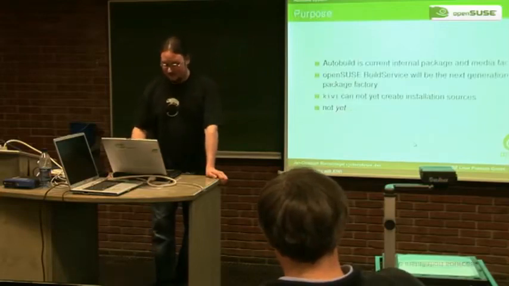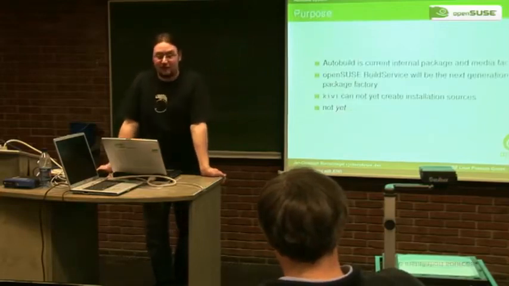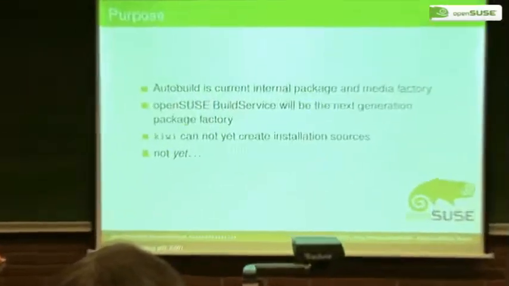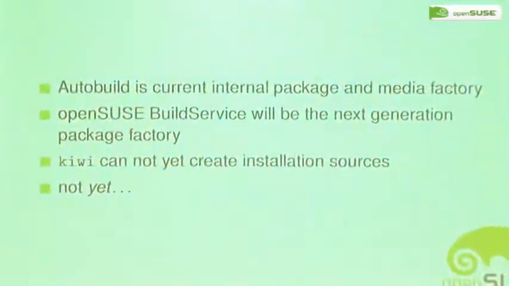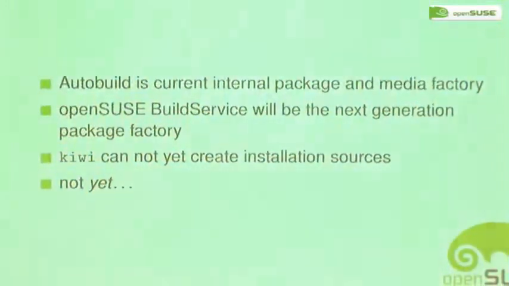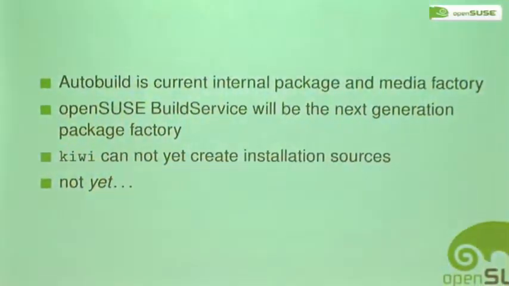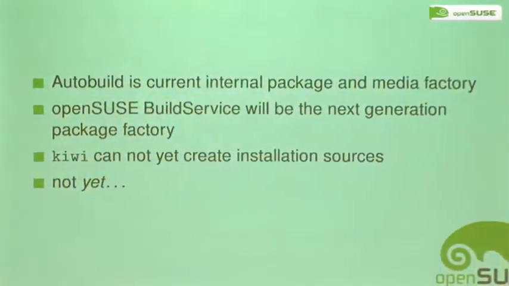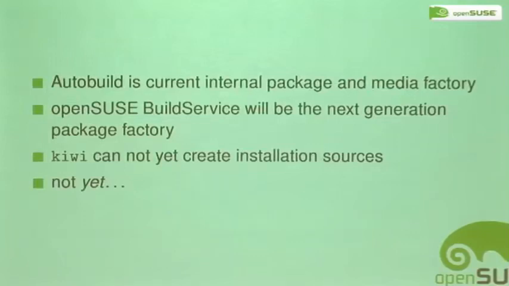So what else can Kiwi do for us? Now it's getting interesting. It's about how we create our products. We have a system internally called auto-build, which is our package and media factory. We have build clients, and we have a scheduler running, collecting built RPMs in raw trees. We have trees for each architecture containing all the RPMs.